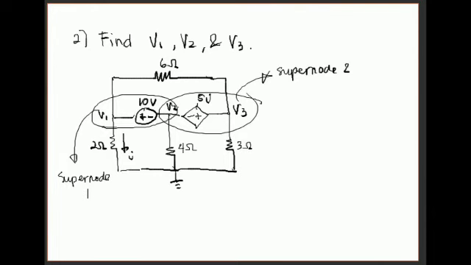Then assign the polarities of each resistor, plus minus, plus minus. Then the currents. So this is I1, I2, and I3. Okay. Here we can see that we have 2 supernodes intersecting.